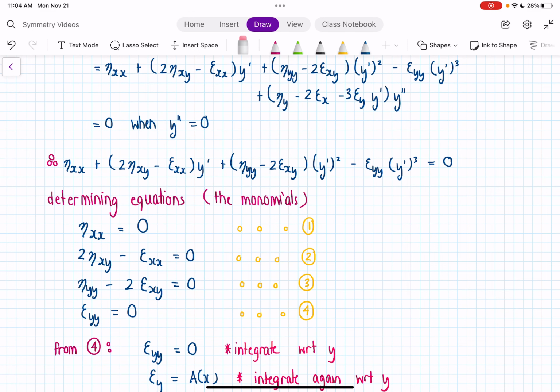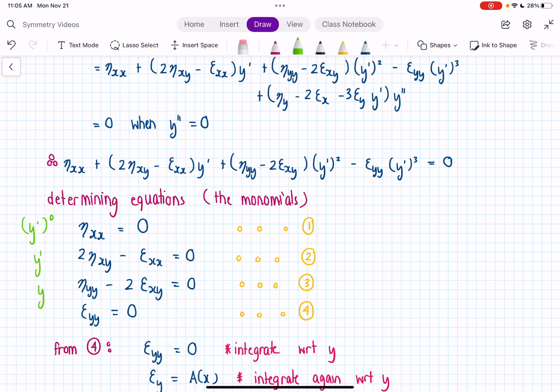So here we have what we're going to start working with. So we get from here what we call our determining equations, or our monomials. And the way we find them is we look at the coefficients of the powers of y prime. So the first one we have came from y prime to the power 0. The second one is y prime to the power 1.